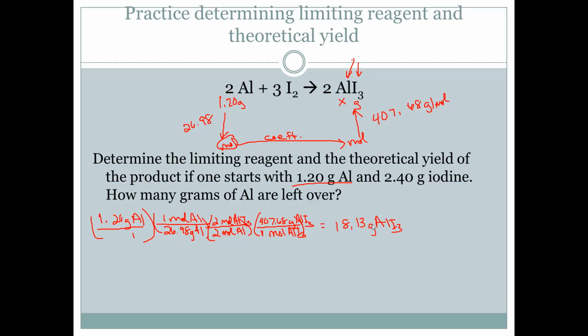Alright, so we're going to do the exact same steps for iodine. 2.40 grams of iodine. We're going from one compound to another, which means we're using coefficients. The moles are the end caps. And we're going up to grams. The molar mass of iodine is 253.8. That's 126.9 times 2. Sorry, I misspoke earlier. Alright, so let's do this stoichiometry. We're starting off with 2.40 grams of iodine this time.